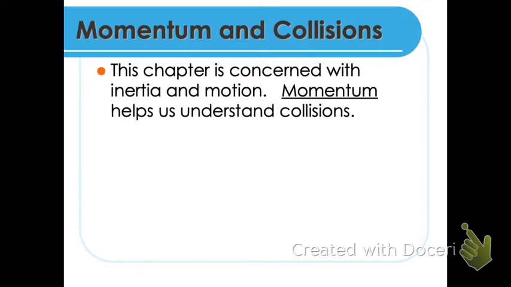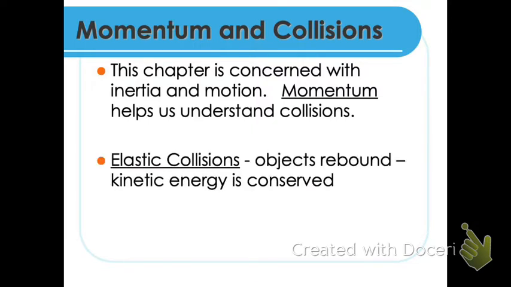So when we look at this, we're going to start looking at how momentum helps us understand collisions and what that means, right? When I say collisions, what do you think of? Just literally when anything collides. Happens all the time. So we're going to look at two different types of collisions, okay? The first type of collision we will look at is called an elastic collision. And an elastic collision is when objects rebound off of one another or bounce off. Okay, when we say rebound off of each other, that means they hit and then they bounce apart.